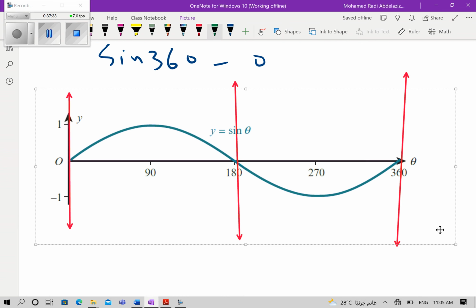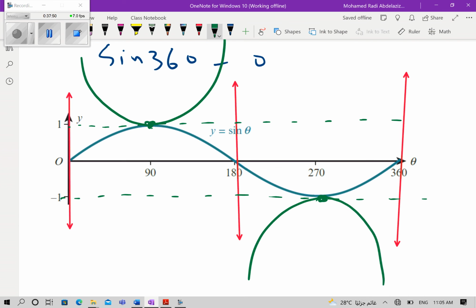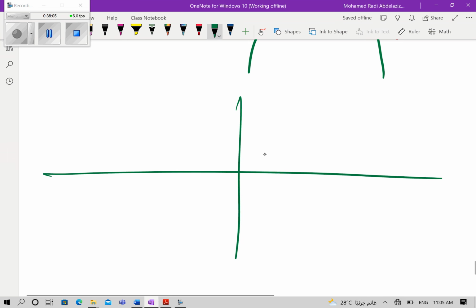Look at this line, 1 and negative 1. Reflect about this line. This point stays the same, flip it up. Again, this point stays the same, flip it down. This is the green graph from 0 to 360. If you extend the range to the other sides, it will be exactly the same. If the complete sine curve goes left and right like this.